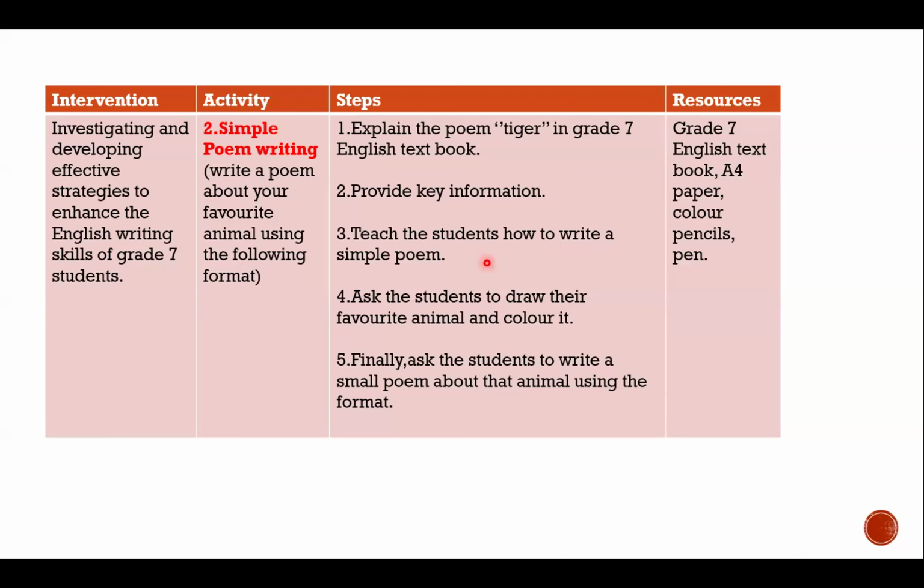So here I'm going to use these steps. First one, I have to explain the poem, The Tiger, that is there in the English textbook. First I have to explain the poem, and after that I have to provide key information. And next one, I have to teach the students how to write a simple poem, like the one in their textbook, the poem Tiger. And I'm going to ask the students to draw their favorite animal and color it. And finally, I have to ask the students to write a small poem about that animal using the format that I have already taught them. So this is the second activity, simple poem writing.